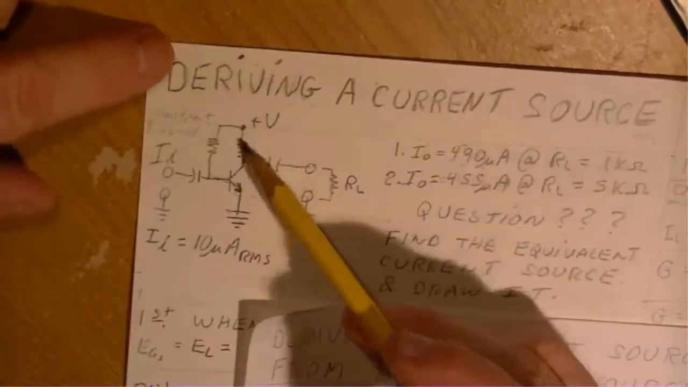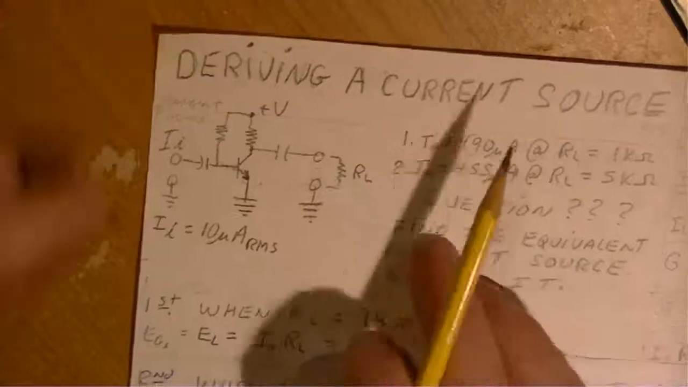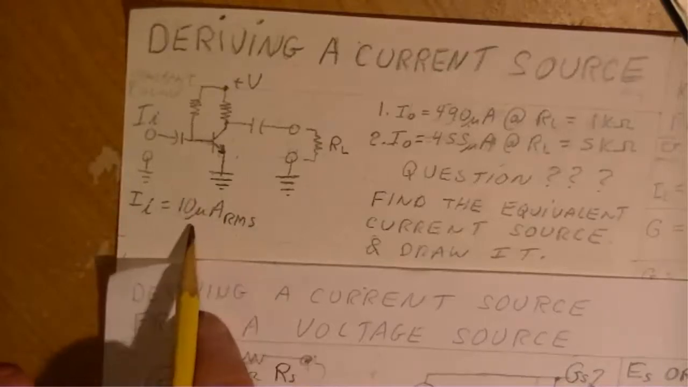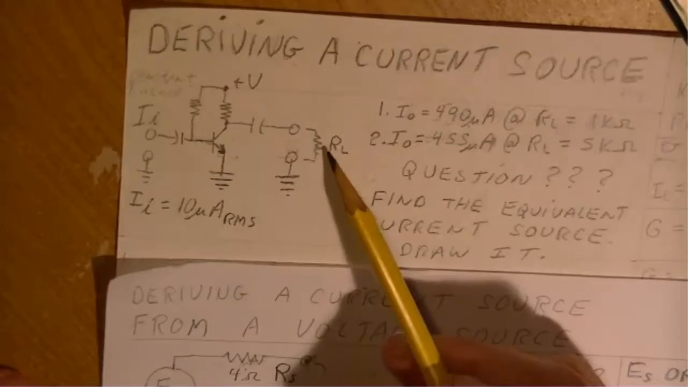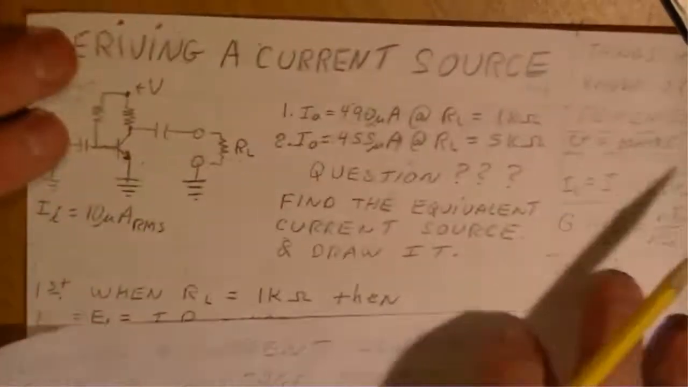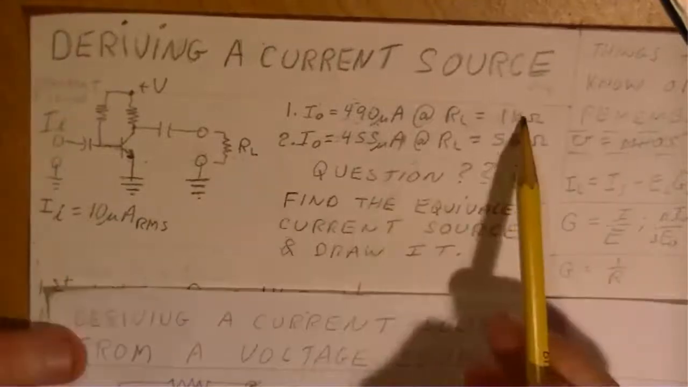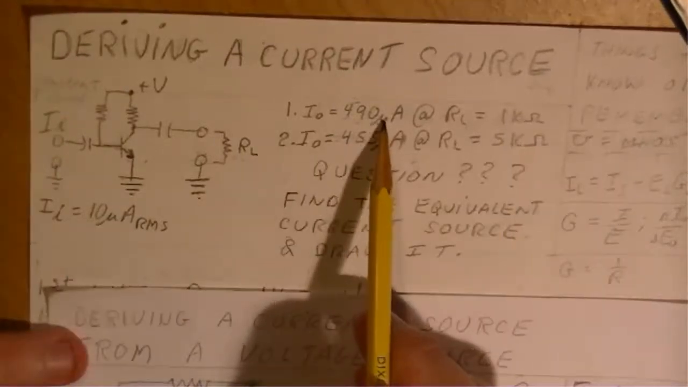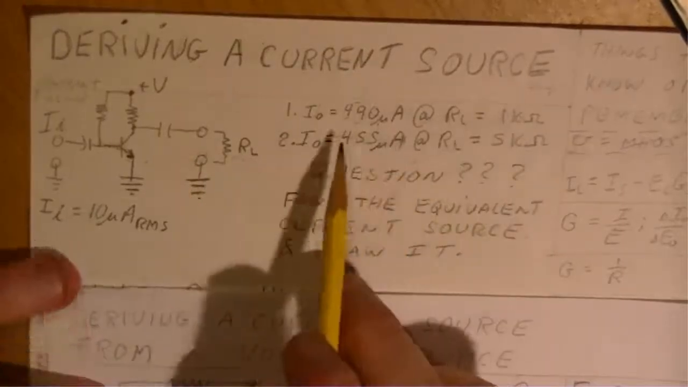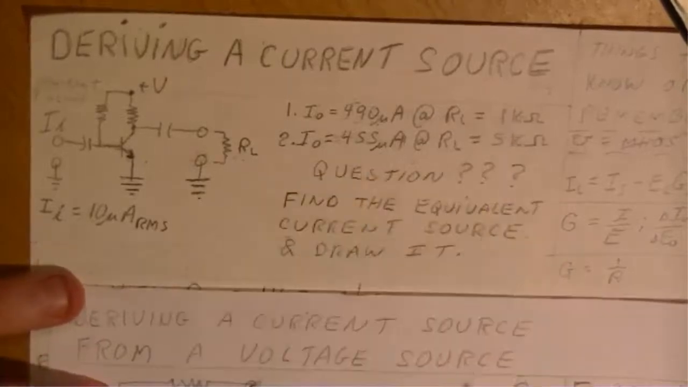At this point, no component values are needed. The only thing that's important in this circuit is that the input current is 10 microamps per RMS in this example. Under varying load conditions, what's the output current? Well, when the load is 1K, the output current is going to be 490 microamps, and when it's 5K, it's 455 microamps. So there are two conditions, and you need the delta, or the difference between the two.